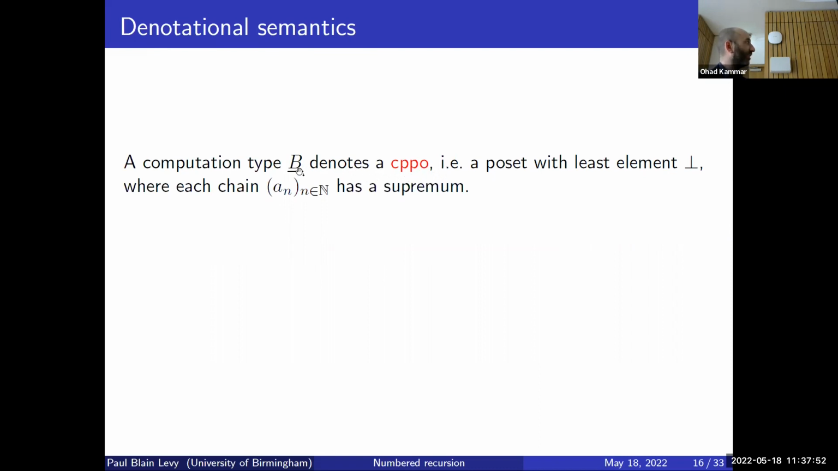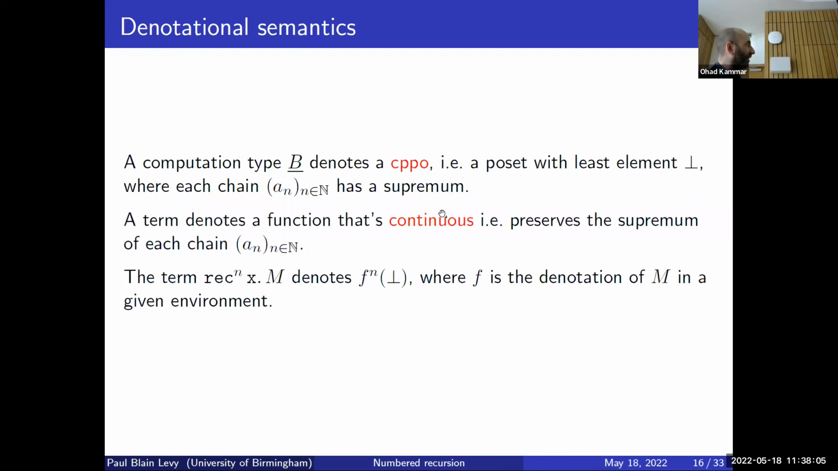The idea is that every type denotes something like a certain kind of poset. It's got to have a least element, and every increasing chain has to have a supremum. And this is a way of interpreting recursion. Any term denotes a continuous function. Continuous means that it preserves the supremum of these chains, not necessarily preserving the least element.